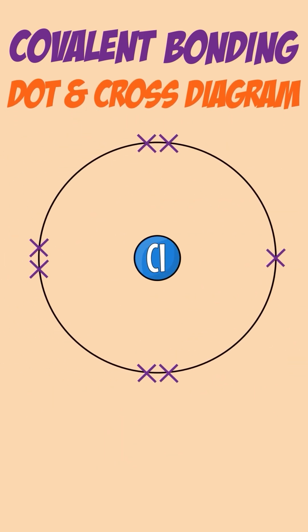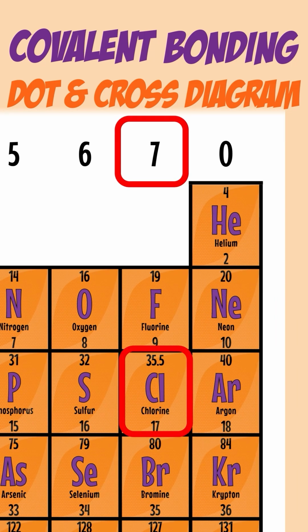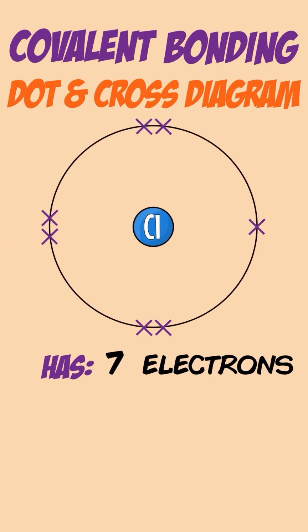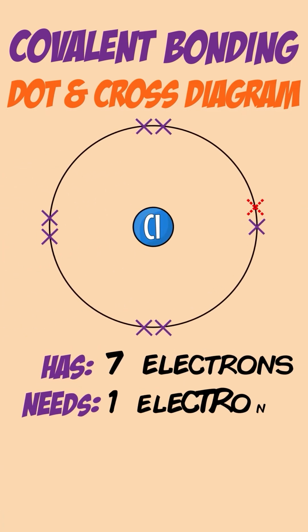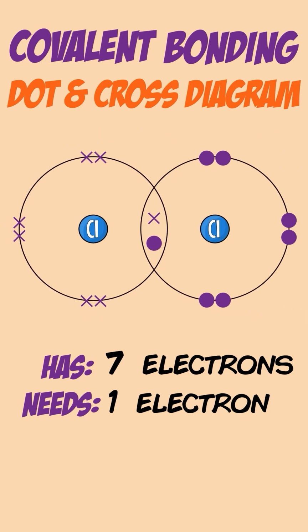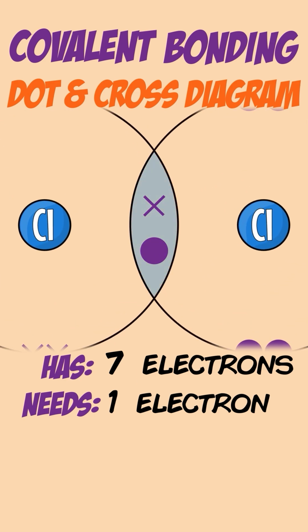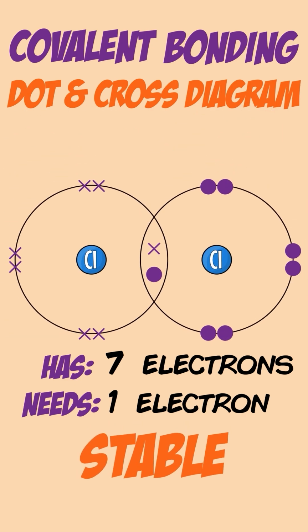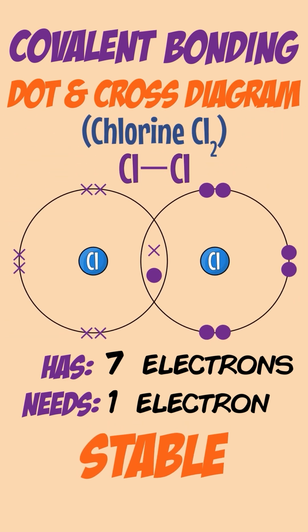If you were to do the same with chlorine, you'd see that it's in group 7, so it has 7 outer electrons. This means they need 1 electron to get a full outer shell of 8. So 2 chlorine atoms each share 1 electron to make their structure stable and give a Cl2 molecule.